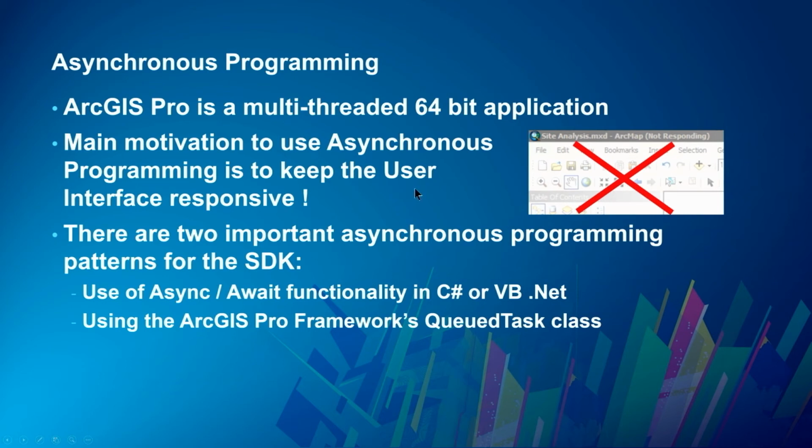So in order to do this, there are 2 important asynchronous programming patterns for the SDK that we should know about. One is the use of the async and await functionality in C#. That's out-of-box .NET C# functionality, VB.NET as well. It's not something that is specific to our SDK. What is specific to our SDK is using the ArcGIS Pro Framework's QueuedTask class. And I'm going to explain that in a little bit.